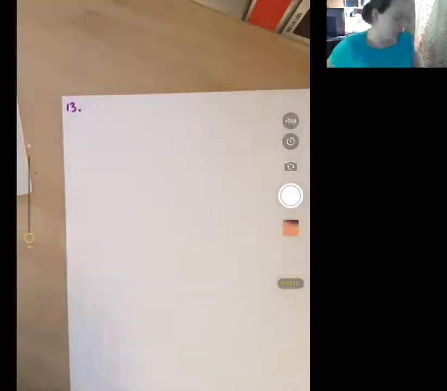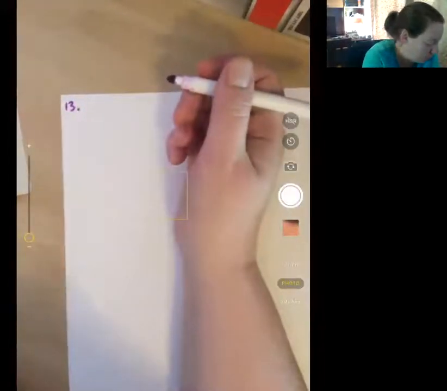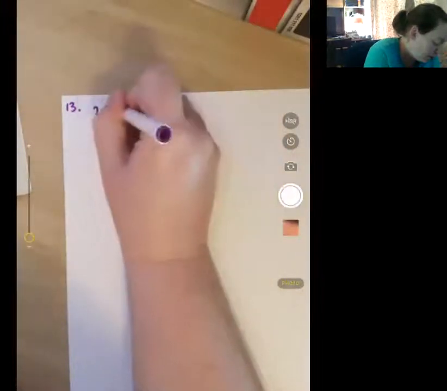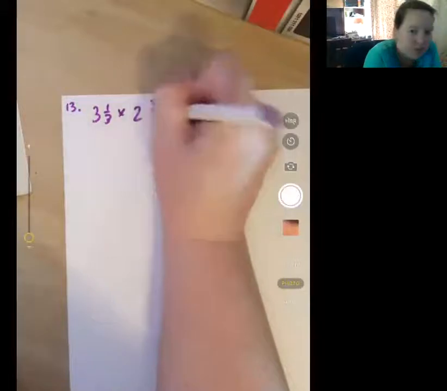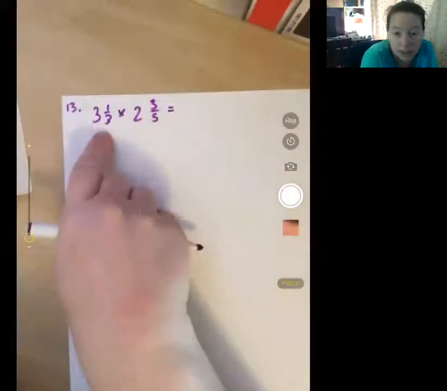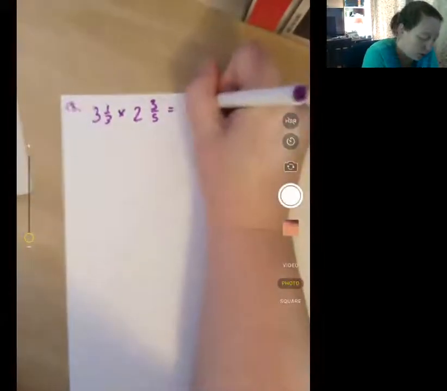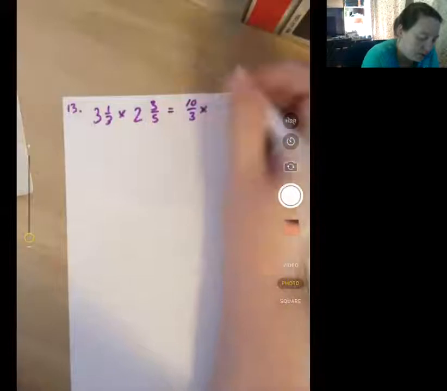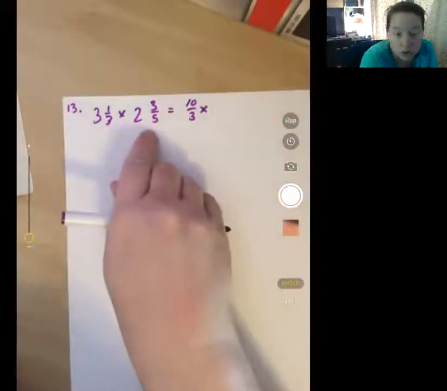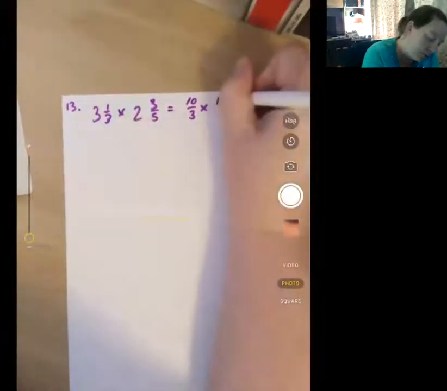A glass can hold 3 1/3 cups of water. A bowl can hold 2 3/5 times as much as the amount in the glass. How much can the bowl hold? Okay, so 3 1/3 times 2 3/5. Whole number times denominator, 3 times 3 is 9 plus numerator, 9 plus 1 is 10 over 3. Times whole number times denominator, 2 times 5 is 10 plus the numerator, 10 plus 3 is 13 over 5.